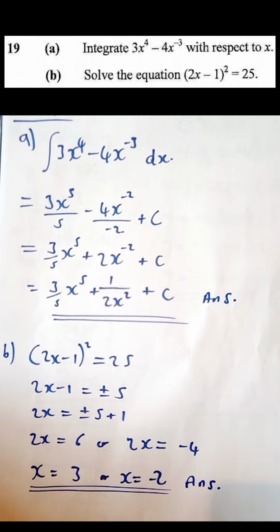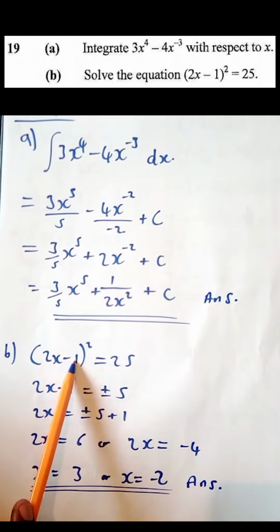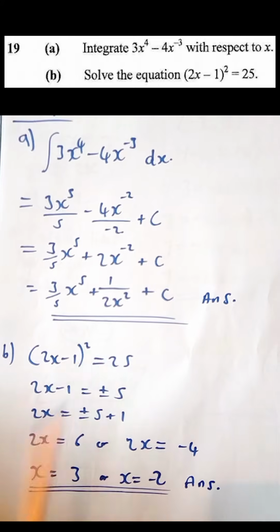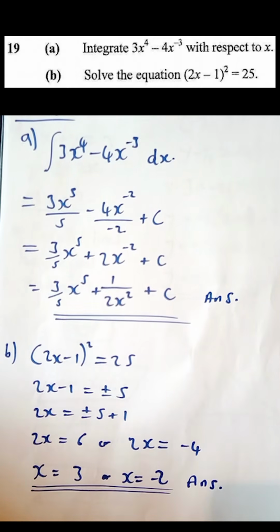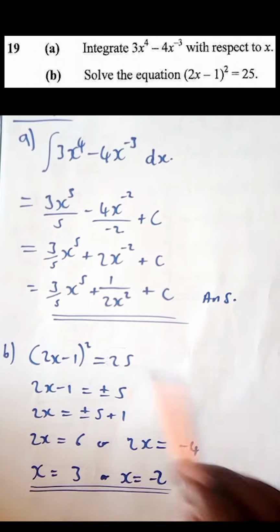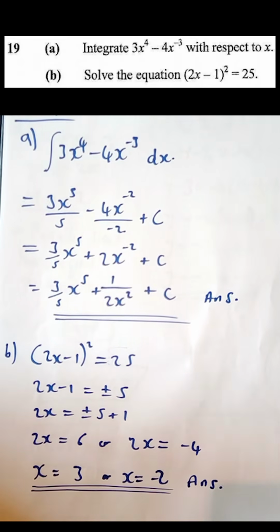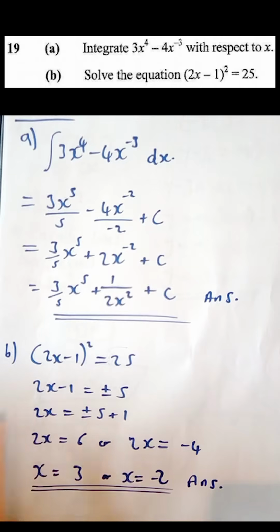Question number B, you are just solving that equation. In order for you to solve that equation, first of all, you need to get rid of this square, and that square can be gotten rid of by introducing a square root. Now we know that when we introduce a square root, it will be positive or negative. So since it's positive or negative, the square root of 25 is actually 5. So this 5 will be either positive or negative.